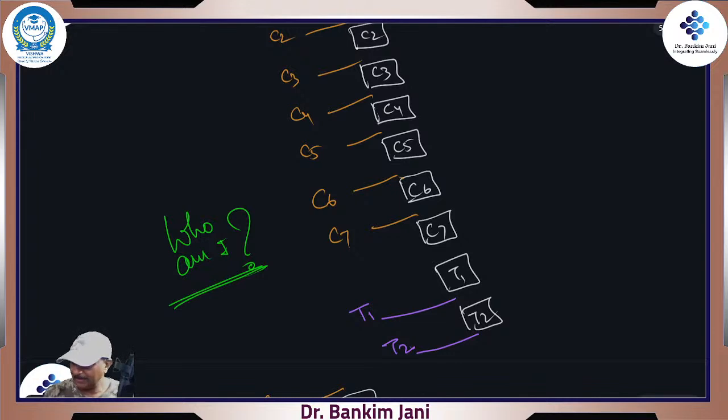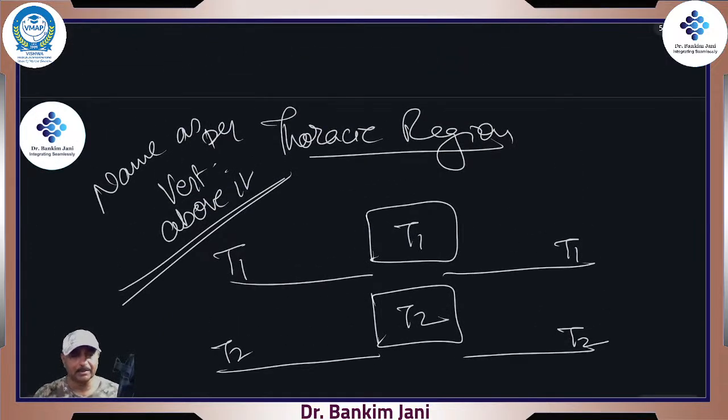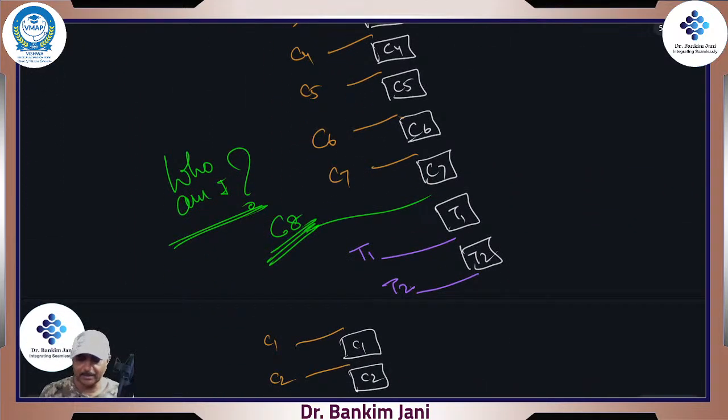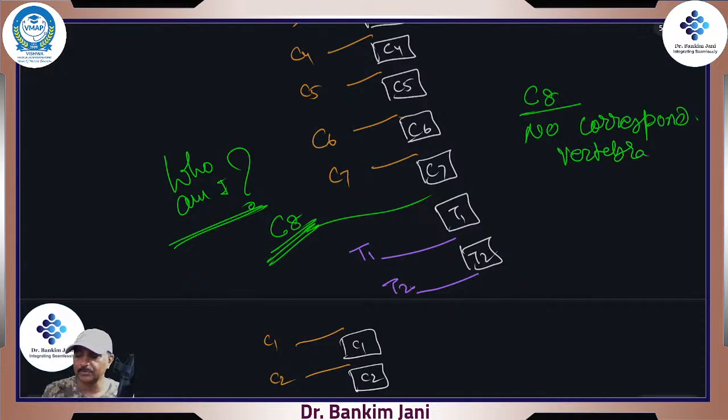So that's why this one is called C8. Remember, there are seven cervical vertebrae, but the number of spinal nerves is eight, C8, because of this very interesting rule. This is the small adjustment for the nomenclature. For C8, there is no corresponding vertebra. So just remember this small thing.